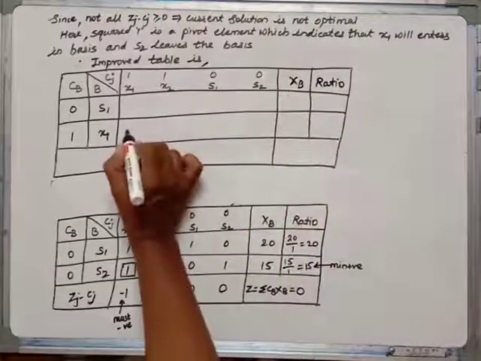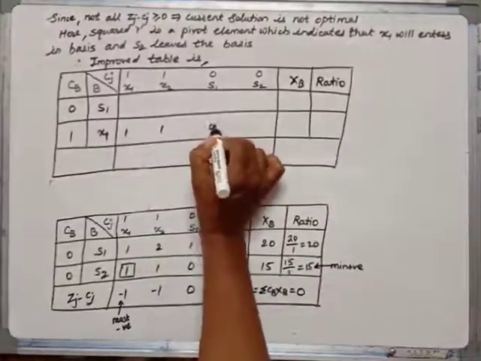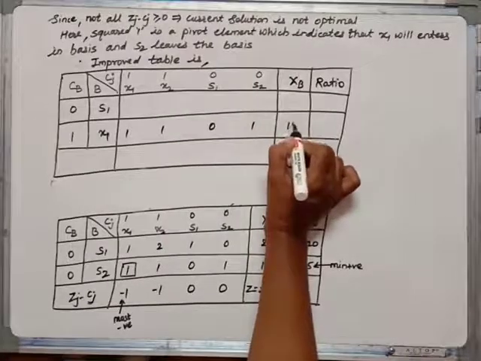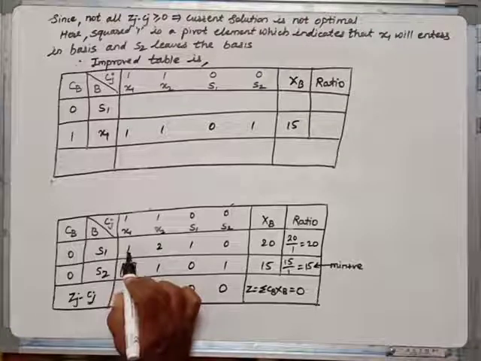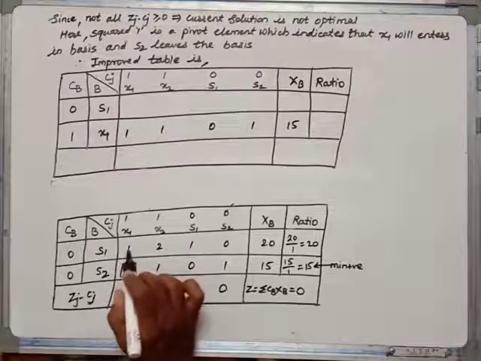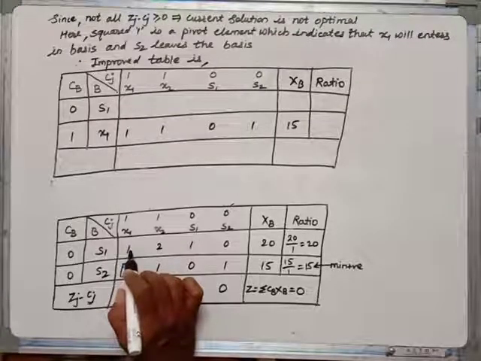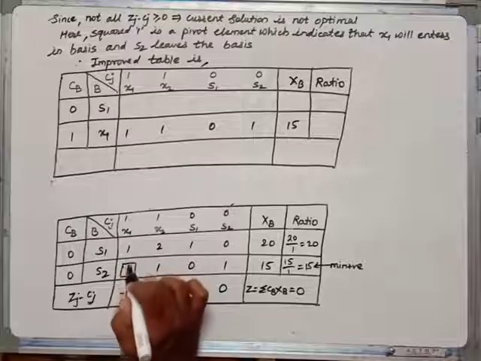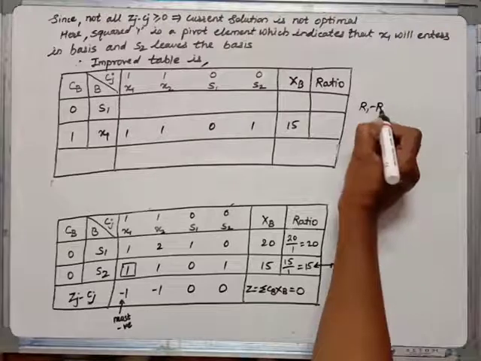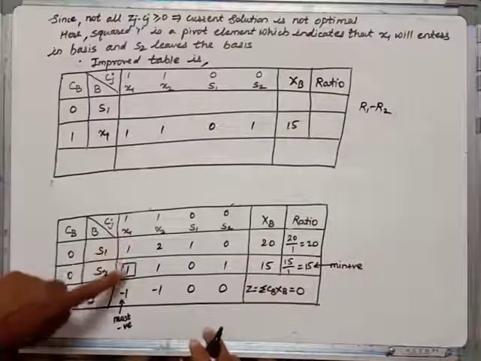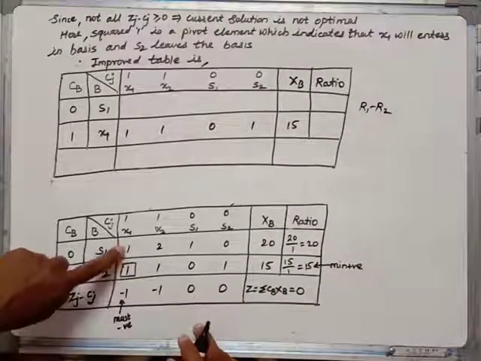So this row remains the same: 1, 1, 0, 1 and 15. Now the other elements of the pivot column we have to make 0. So this 1 I have to make 0. For that, let me do the operation R1 minus R2. A simple operation: if we perform R1 minus R2 here, it will become 0.